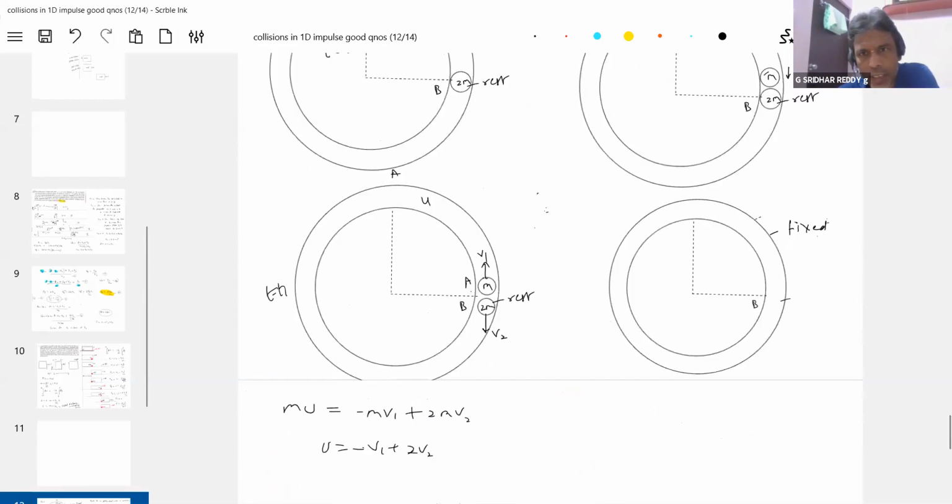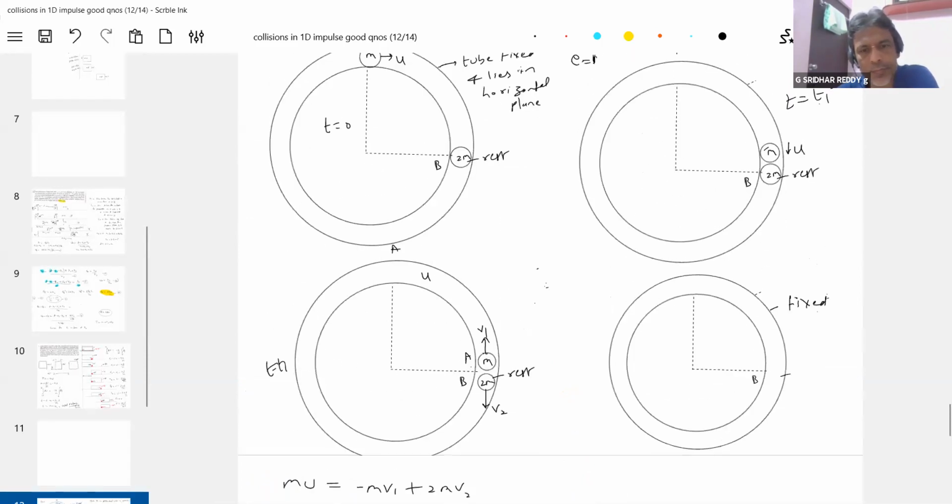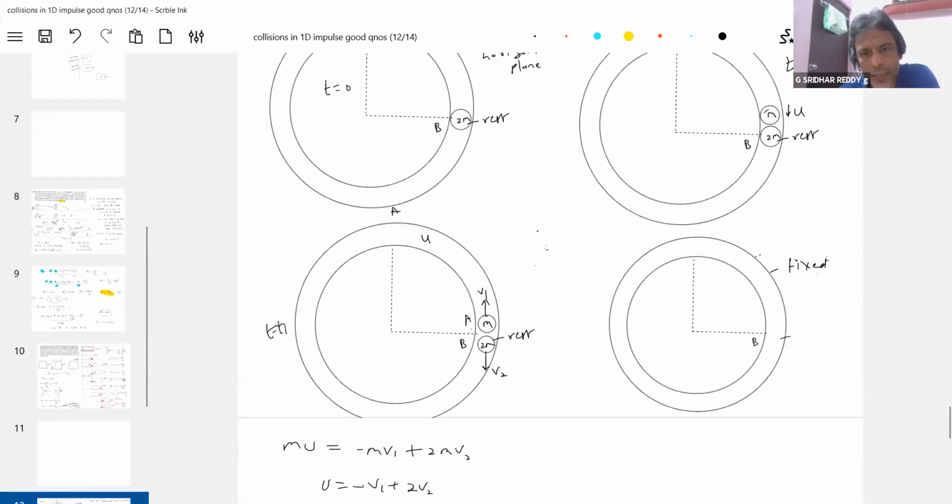Applying the coefficient of restitution formula. Look at the second and third diagram. Now e is equal to (V2 minus V1) over (u minus 0), and e equals 1. So therefore u equals V2 plus V1. Adding up these two equations, 1 and 2, I'll get the velocity.